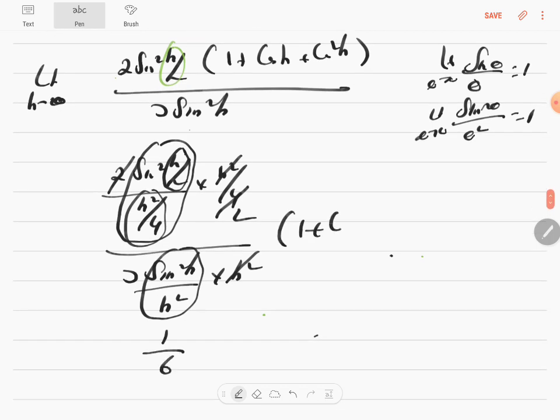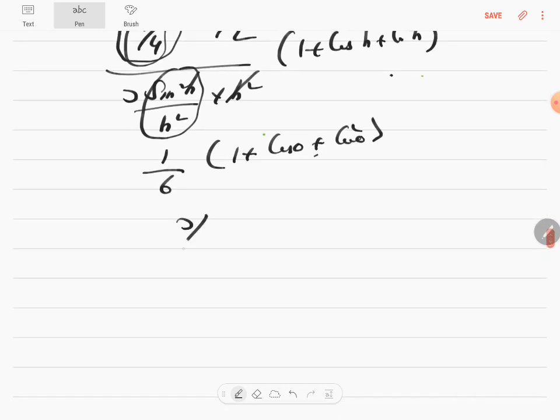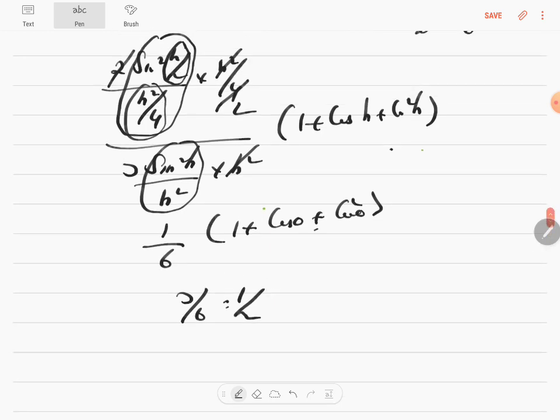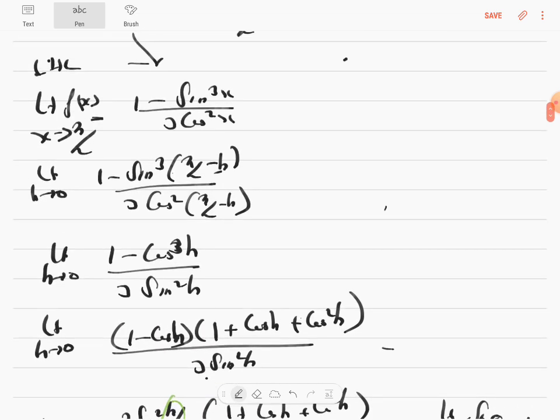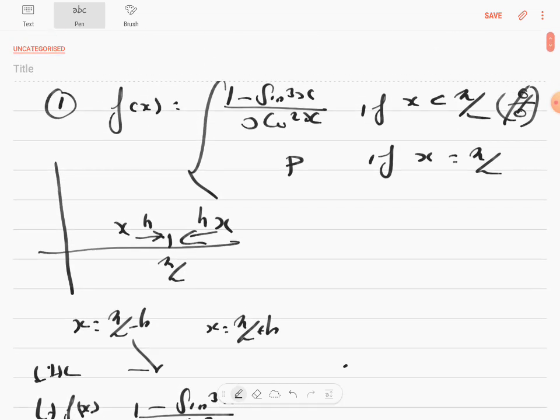Other than that, you also had 1 plus cos h plus cos square h, where by direct substitution as h tends to 0 it is 1 plus cos 0 plus cos square 0, which is 1 plus 1 plus 1. So 3 by 6, so 1 by 2 is the left hand limit. The numerator being 0 is no problem. Only the denominator you can't have 0. So now the right hand limit.